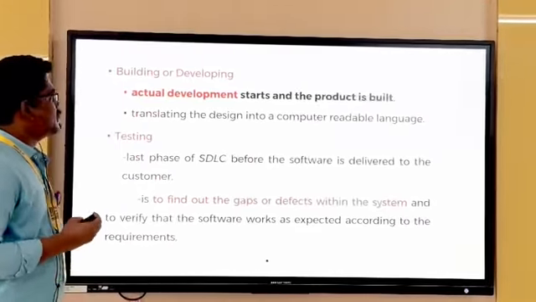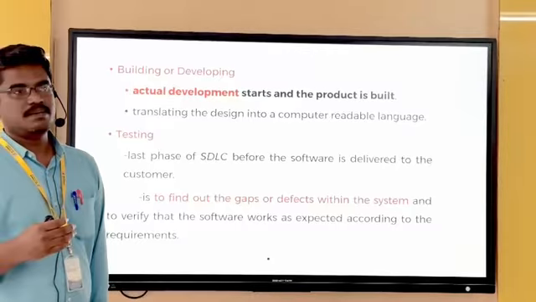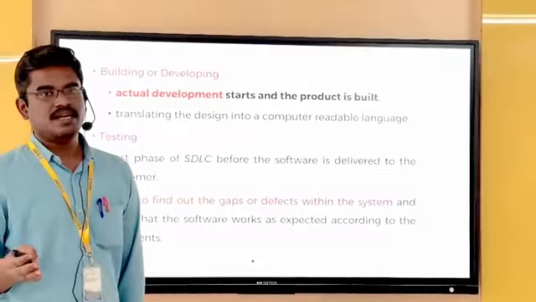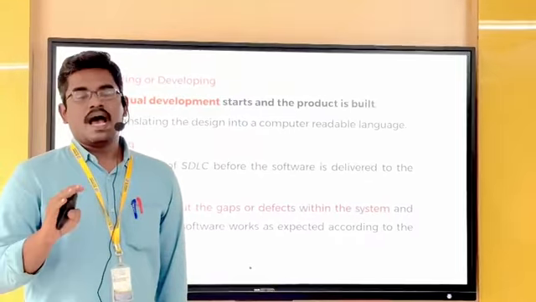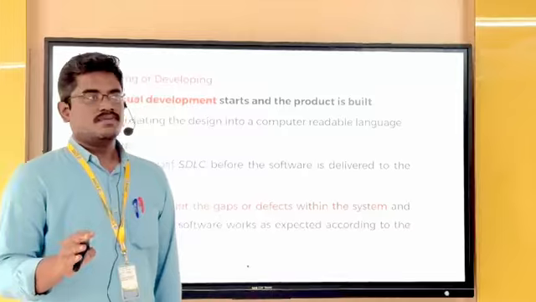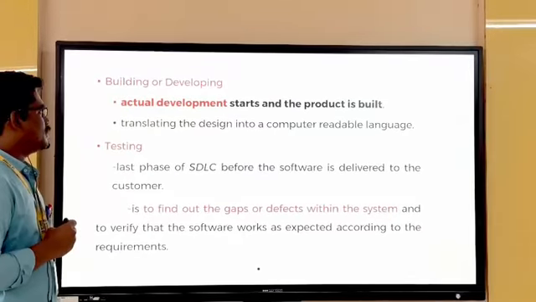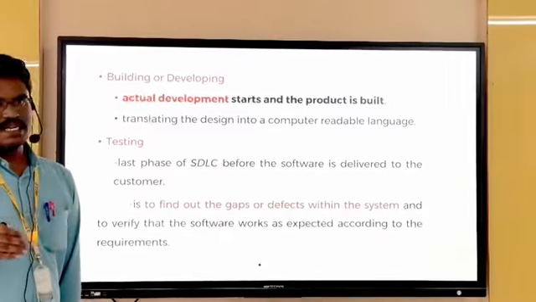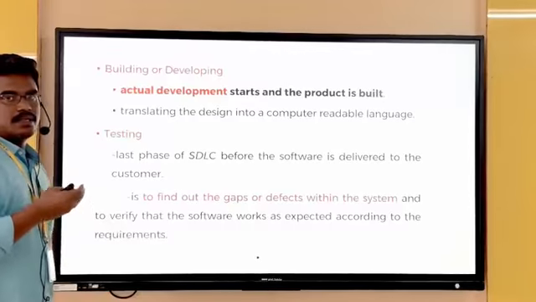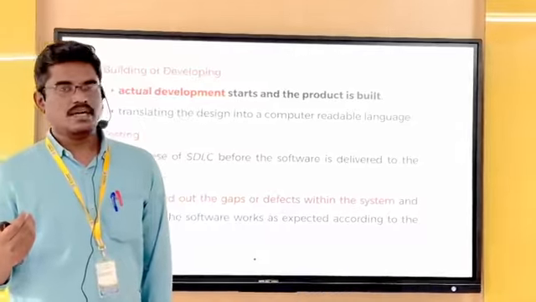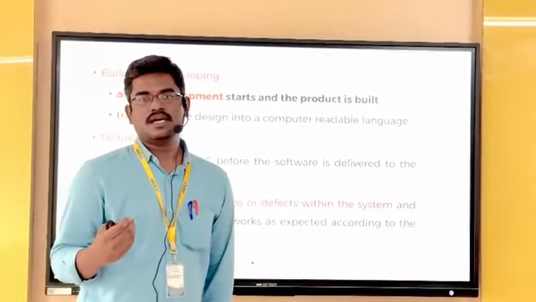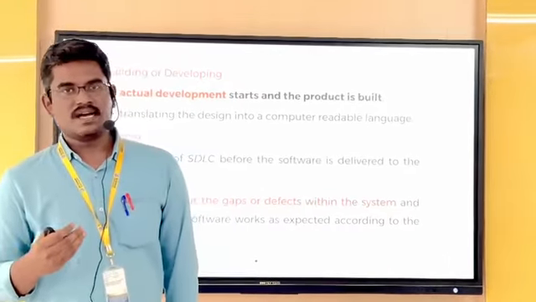And the fourth stage is the development stage. Here, based on the design we have done, we start developing the product. Actual coding only starts from the fourth stage. So that is called the building or development stage, where the actual development starts and the product is built. Here, the design is translated into an actual solution or actual code with the help of the tech stack that we are going to use.